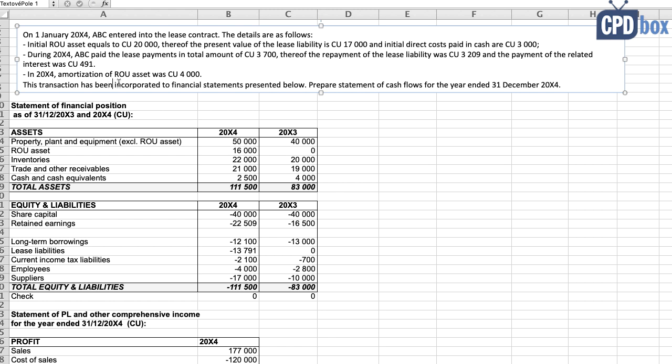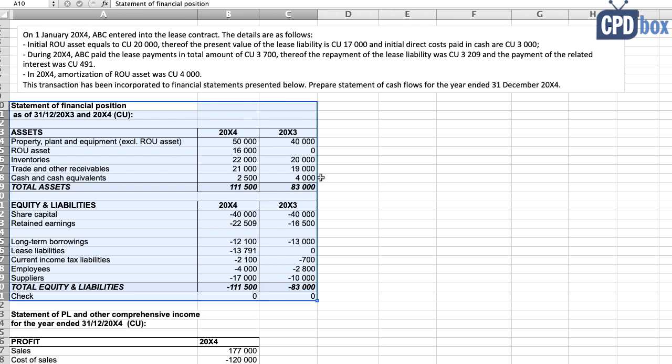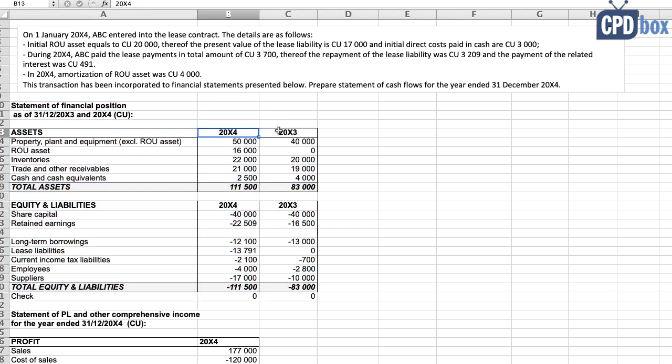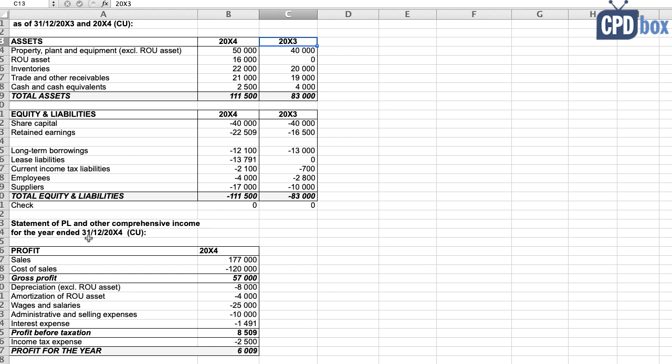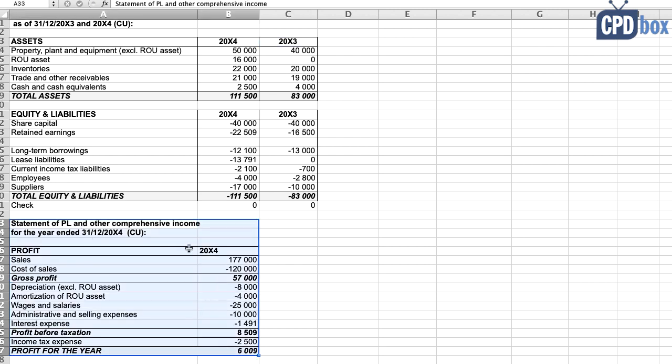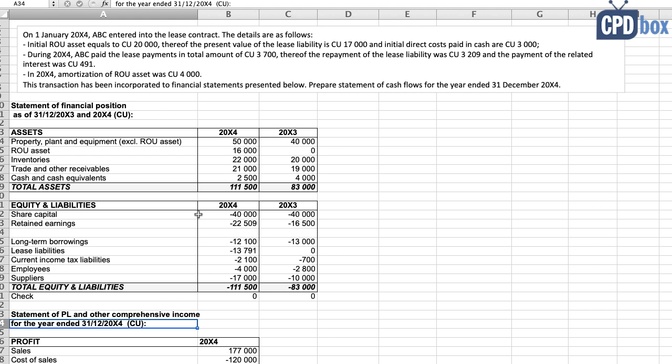This transaction has been incorporated in the financial statements as shown below, and we are seeing the statement of financial position as at the end of 2004 and 2003, and a statement of profit or loss and other comprehensive income for the year 2004. Your task is to prepare the statement of cash flows for the year ended 31st December 2004.